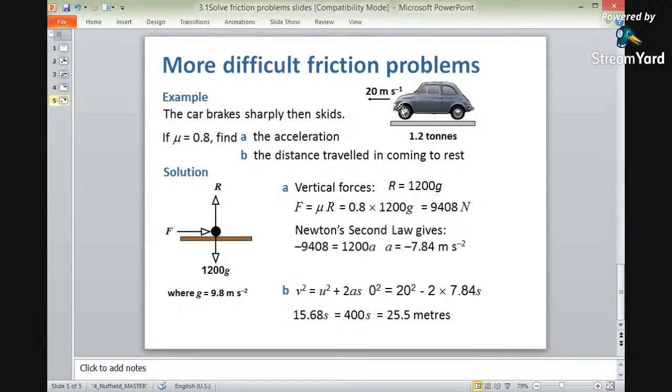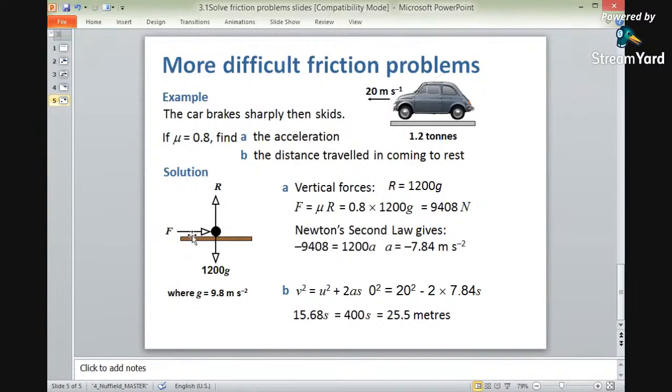First, how to find out? So first, we will draw the FBD for this car. Here, the weight of this car is nothing but 1.2 tons. That is equal to 1200 kg. We will convert this into kg. So we have converted this 1.2 tons into kg, and it comes to be 1200 kg. It is moving left side with a velocity of 20 meter per second.